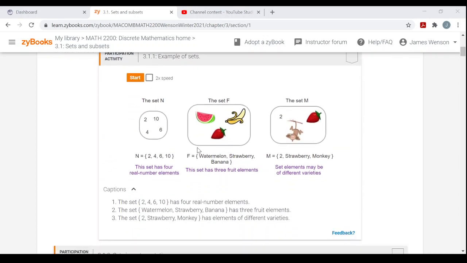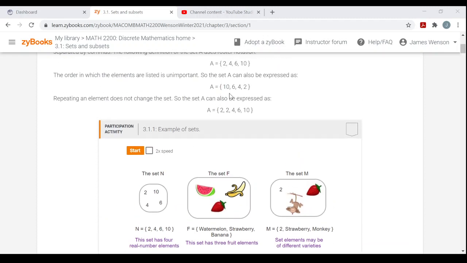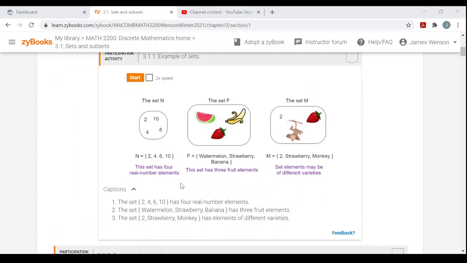And they go through some examples here. Set N, and we'll see lots of diagrams like this with circles or ovals with pictures, with the elements inside the set. These are part of what's called a Venn diagram. A Venn diagram, we'll see later, is just a picture representing sets. So N here has the elements 2, 4, 6, and 10. So this set N is exactly like set A. They're equal. You're going to see sets are equal when they have the same elements in them.